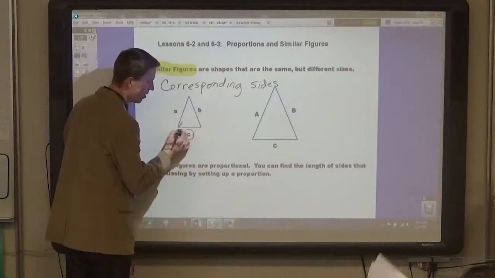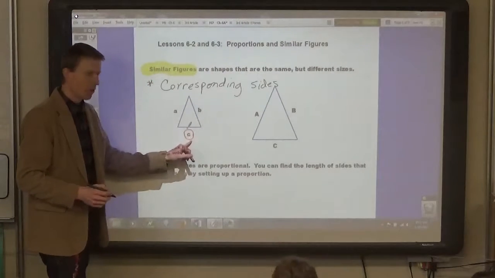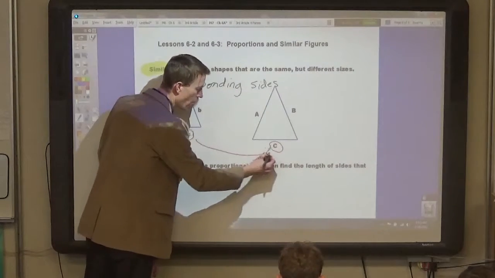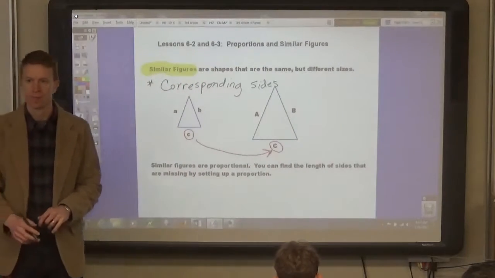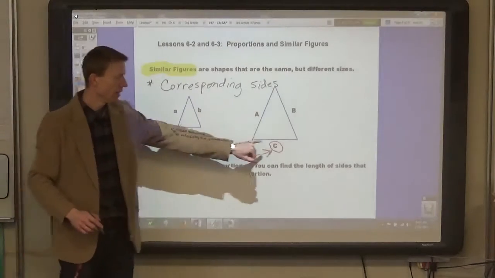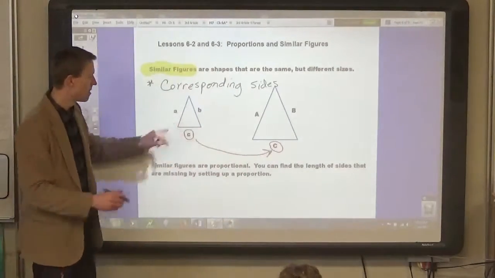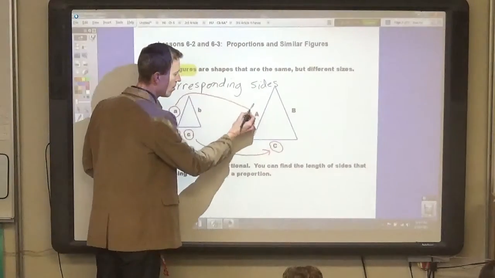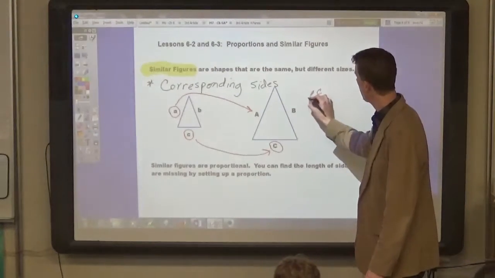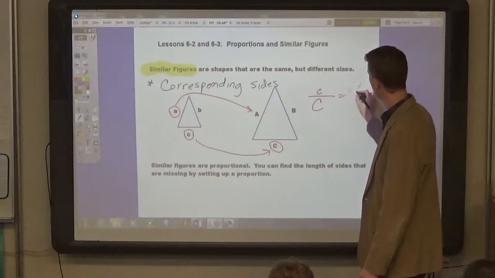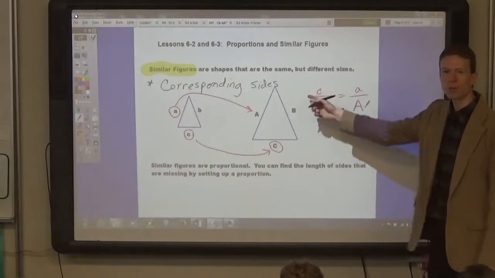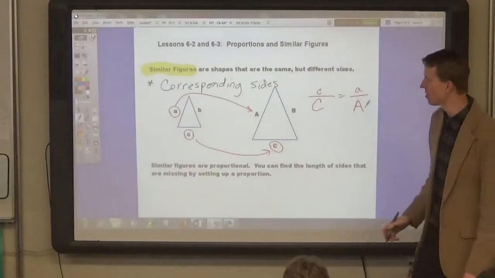The bottom of this figure, the base, whatever number this is, corresponds to the base of the other figure. They are proportional. And so we could write a ratio of the little c is to the big C as this little a is to the big A. It would look like this: little c over big C equals little a over big A. They correspond in the same way, kind of like fractions.